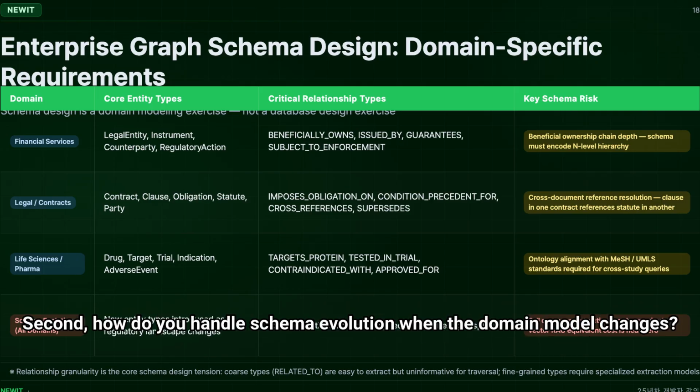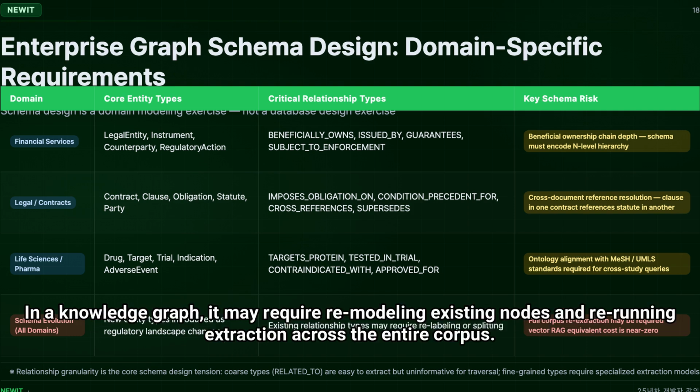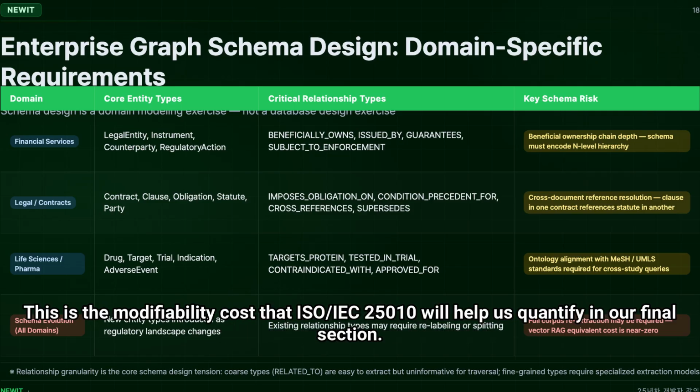Second, how do you handle schema evolution when the domain model changes? In a vector index, adding a new document type is trivially cheap. In a knowledge graph, it may require remodeling existing nodes and rerunning extraction across the entire corpus. This is the modifiability cost that ISO 25010 will help us quantify in our final section.